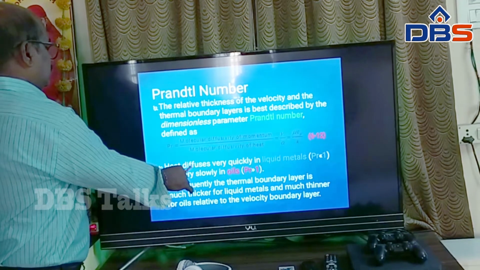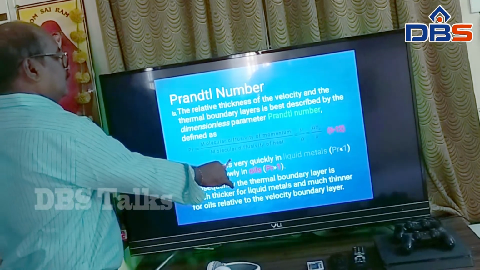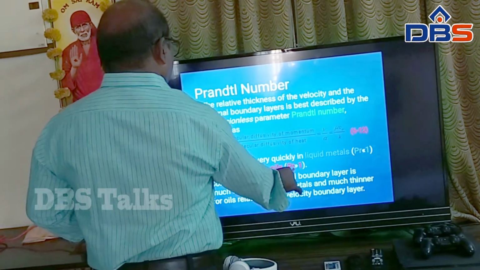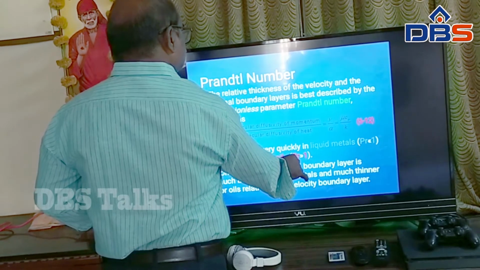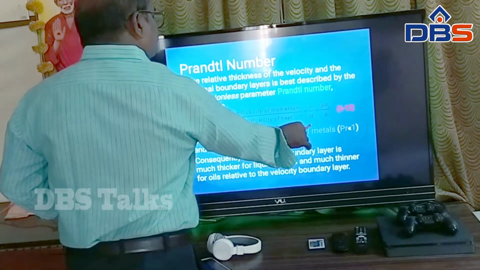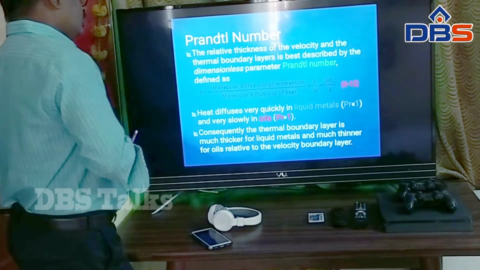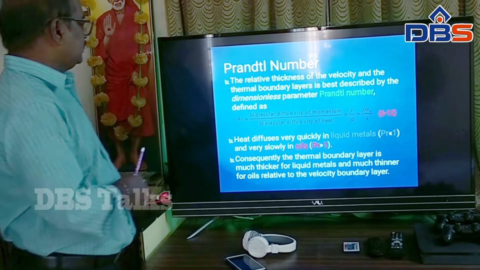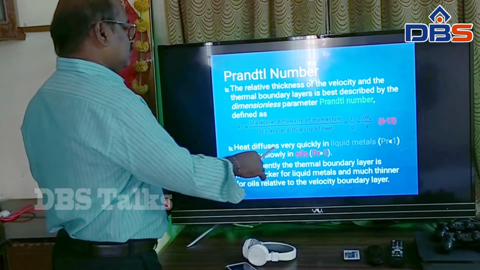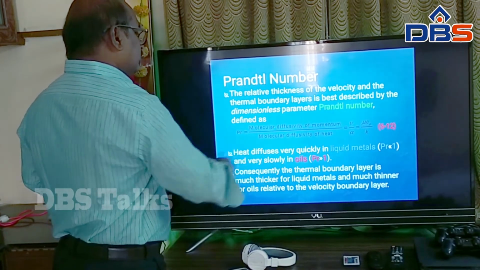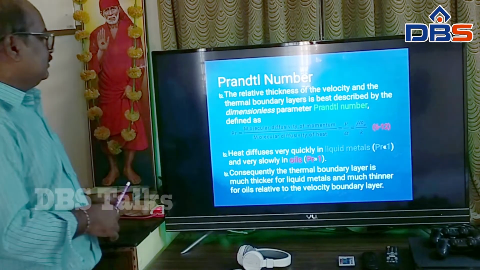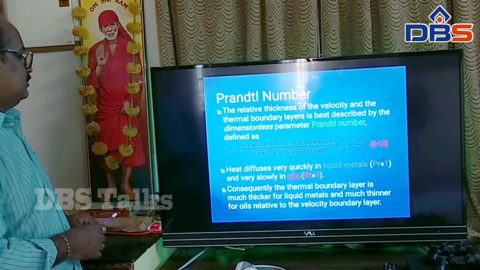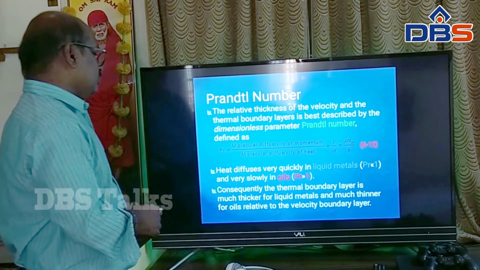For liquid metals, the Prandtl number is less than 1, and for some oils, the Prandtl number is greater than 1. If the Prandtl number is less than 1, there is a greater amount of heat transfer. If the Prandtl number is greater than 1, there will be a lesser amount of heat transfer. So the thermal boundary layer is much thicker for liquid metals and much thinner for oils, relative to the velocity boundary layer.